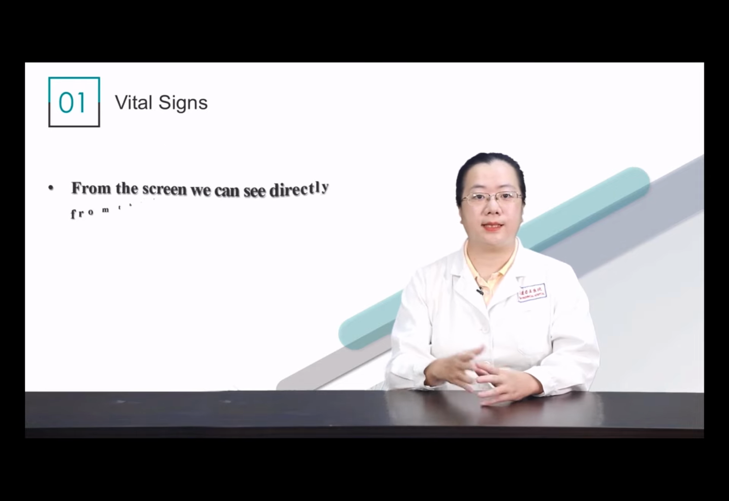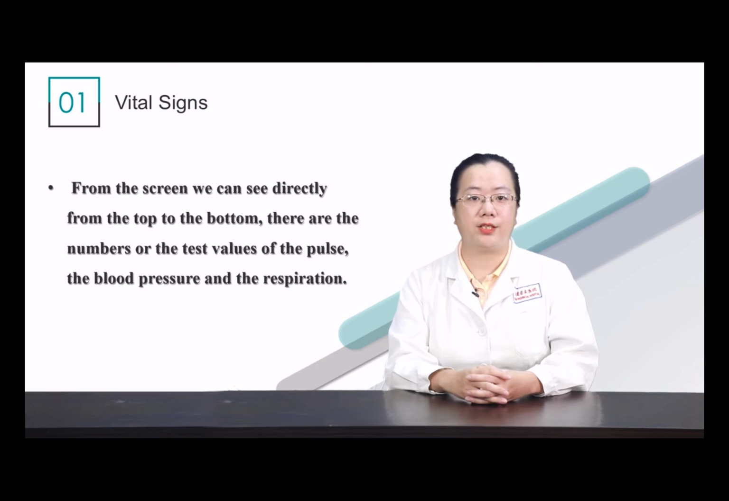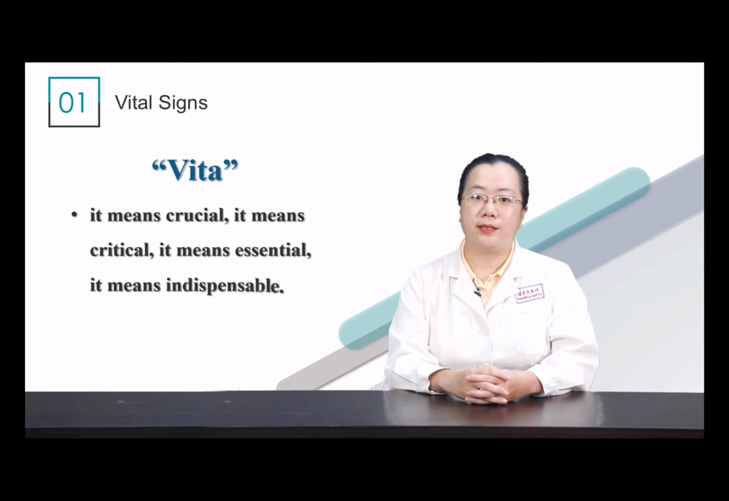From the screen, we can see directly from the top to the bottom, there are the numbers of the test values of the pulse, the blood pressure, and the respiration. These three parameters, plus body temperature, are the four key roles of vital signs. Please pay attention to the word vital, because it means crucial, it means critical, it means essential, and it means indispensable. From this word, we may get to know how important and how necessary these values are.